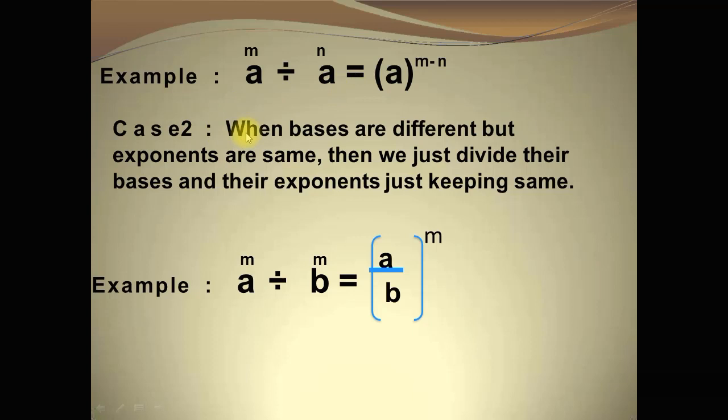Now case number 2: when the bases are different but the exponents are same. In this example, the bases are different and the exponents are same. Then we just divide the bases and keep the exponent the same. So in this example, a power m divided by b power m. Since the bases are different, we divide the bases, a by b, and keep the exponent the same.